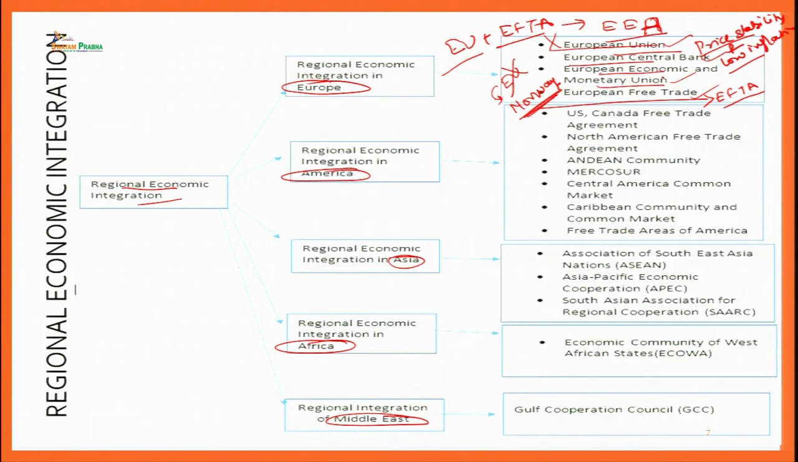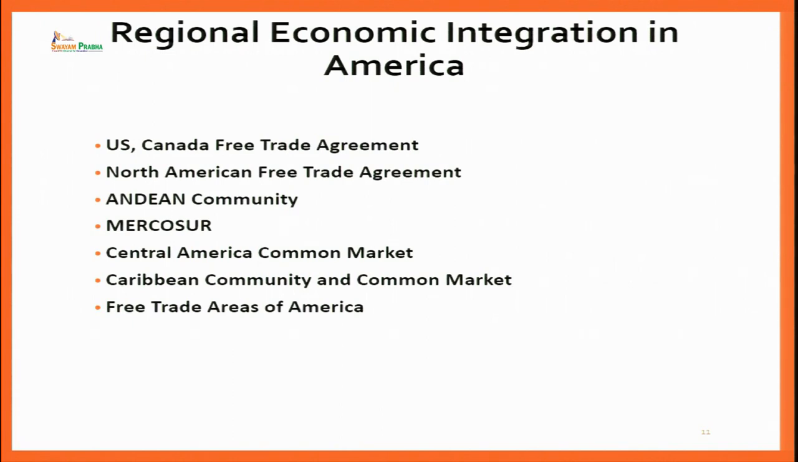The perspective of the European Economic and Monetary Union is to ensure the proper and smooth execution of the monetary policy formed by the European Central Bank. Now let's move towards the regional economic integration of America. These are the different economic integrations in America, where initially there was a collaboration between the US and Canada, and there were certain clashes from the Canada side, and they put it forward in the dispute settlement mechanism of the WTO in order to get over those clashes.